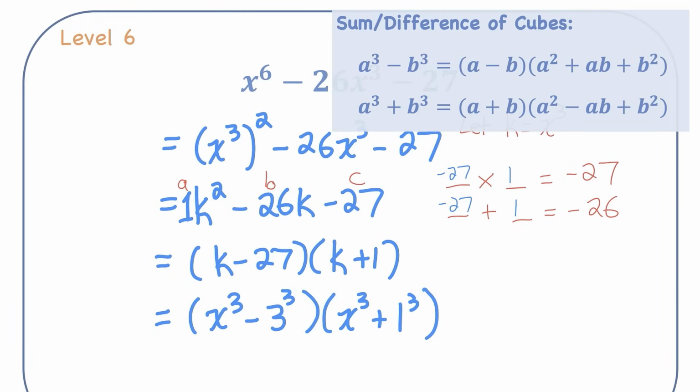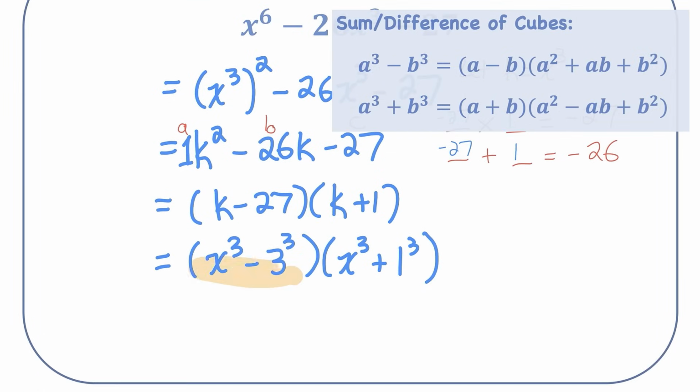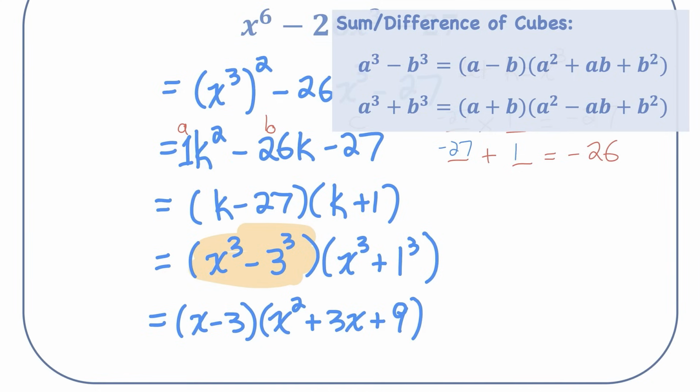So I could follow the difference and sum of cubes formulas. Let's look at the difference of cubes first, and let me use the difference of cubes formula to factor that. That formula would tell me that this is equal to x minus 3 multiplied by x squared plus 3x plus 3 squared, which is 9.